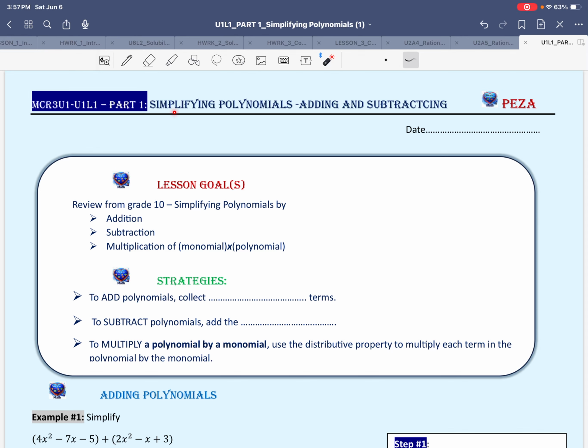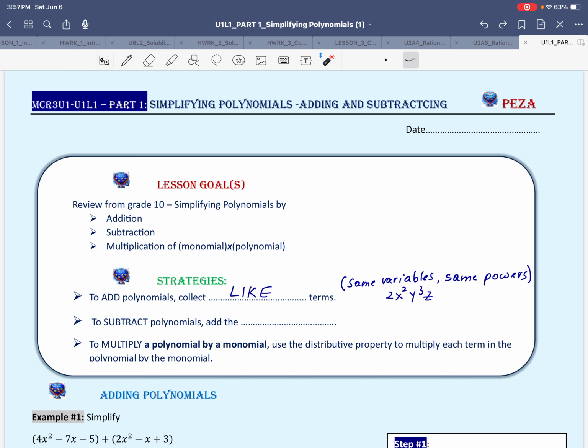In this lesson, we'll explore simplifying polynomials. Our focus will be on addition, subtraction, and multiplication of a monomial with a polynomial. So remember that to add polynomials, we collect like terms. And like terms are terms that have the same variables raised to the same powers.